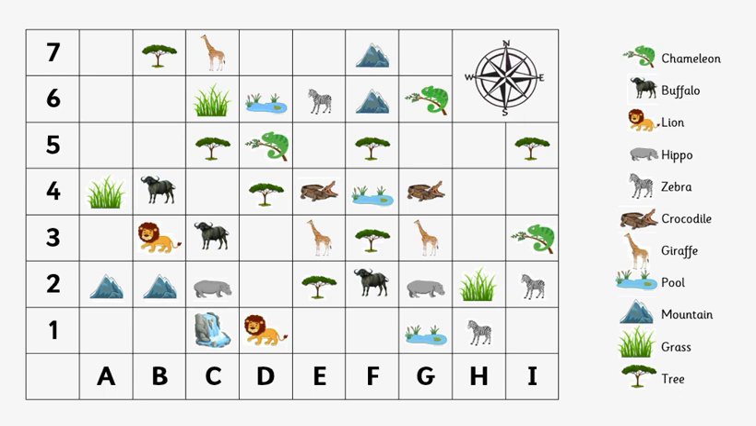I'll do all of that again. Start in box I4, facing north. Half a turn clockwise, forward 3 spaces. 3/4 turn anti-clockwise, forward 5 spaces. What animal have you landed on?